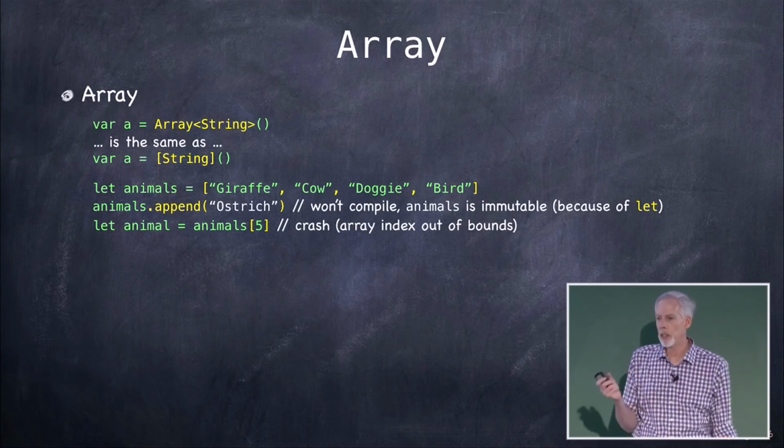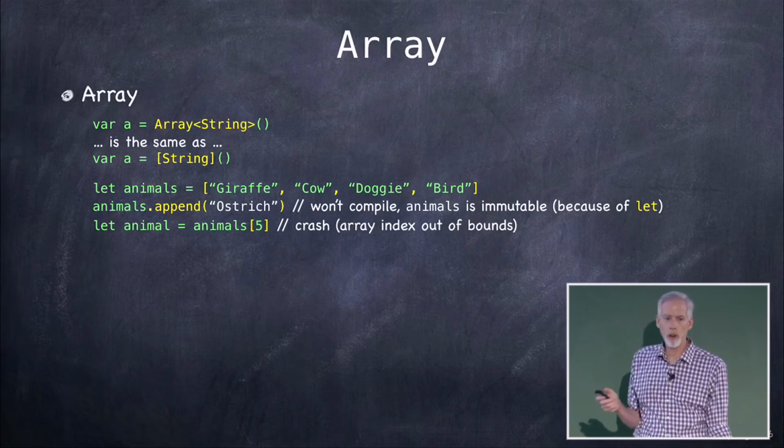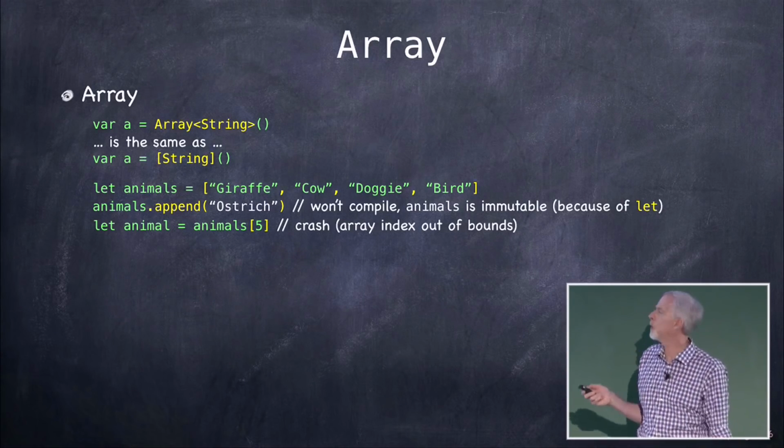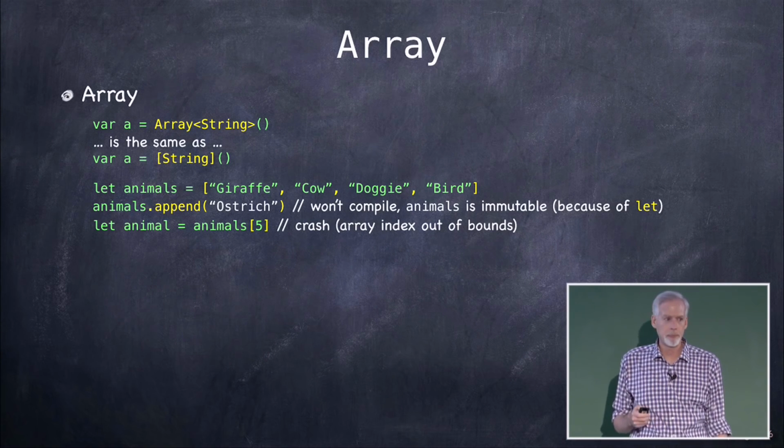Array index out of bounds, just like most programming systems do. It's one of the few cases that you can crash your program in Swift. We know unwrapping optionals is one. This is another one. If you array index out of bounds, it will crash.